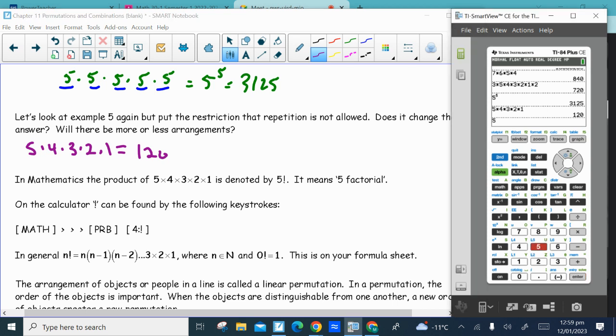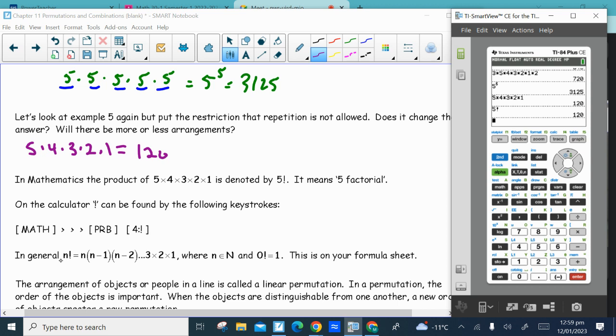So if you go math first, 5 first to put the 5 in there, and then math over to probability, and number 4 in that list is factorial. So if I just hit 4, the factorial key is there, and your calculator does that. It multiplies 5 times 4 times 3 times 2 times 1. So that's definitely a shortcut that we can use.